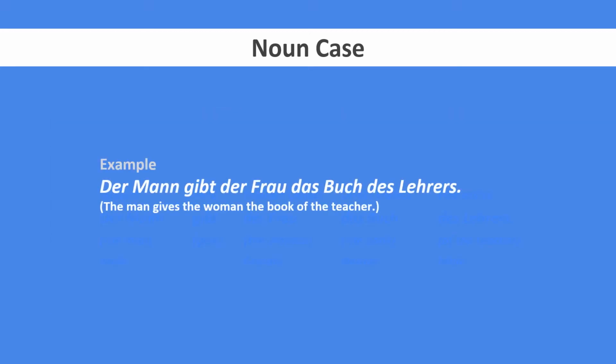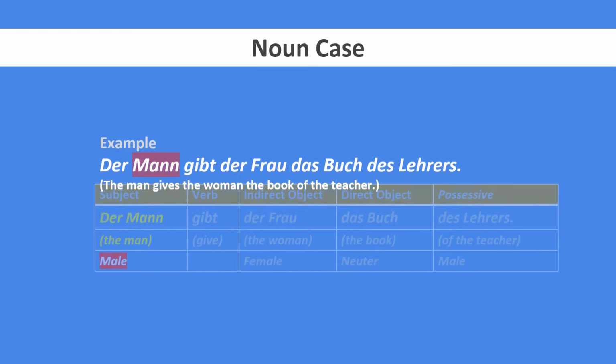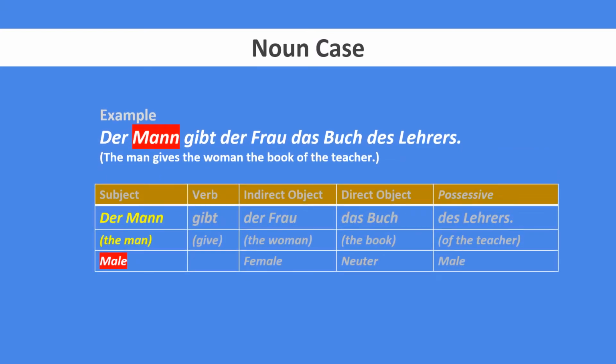For example, in the sentence, Der Mann gibt der Frau das Buch des Lehrers. The man gives the woman the book of the teacher. First of all, we need to know what gender the noun is. The man is male. The woman is female. The book is neuter. The teacher is male.